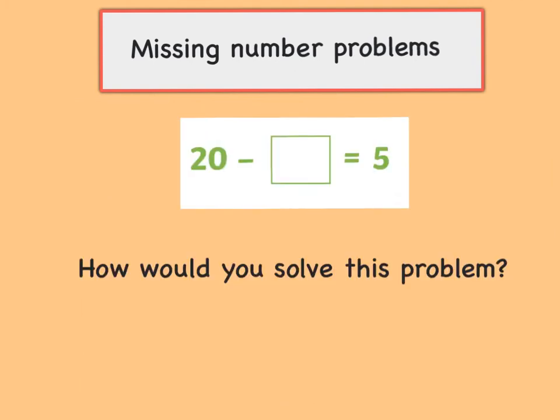Here's another problem for you. How would you solve this one? 20 take away something equals 5. If you pause the video here, you can have a go on your own first, or you can carry on and watch how I would solve it.